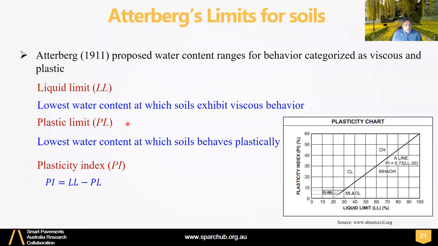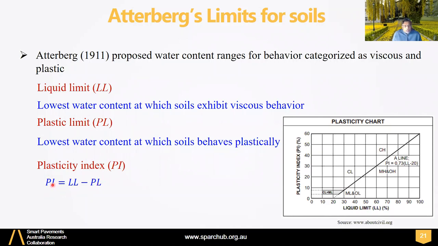Then for soils, Atterberg limits were proposed in 1911 by Atterberg and are commonly used. So we have these three quantities. Liquid limit is the lowest water content at which soil exhibits viscous behavior, or we should say the highest water content at which soil can be useful with some strength. Plastic limit is the lowest water content where soil can exhibit plasticity. After that, soil becomes very brittle, with cracking and so on. So between these two limits, LL is the highest water content, PL is the lowest, you get the plasticity index.